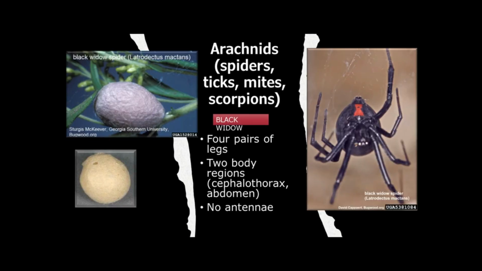As you can see with the images on the screen here, arachnids, spiders, ticks, mites, and scorpions, if we look at the black widow, you're going to see 4 pairs of legs, 2 body regions, cephalothorax, abdomen, and no antenna. And the photos here also show eggs of the black widow spider. Speaking on the black widow spider, venom from its bite can cause reactions ranging from mild to painful and serious, but death is very unlikely, and many symptoms can be alleviated if medical treatment is obtained. Anyone bitten by this spider should remain calm and promptly seek medical advice.